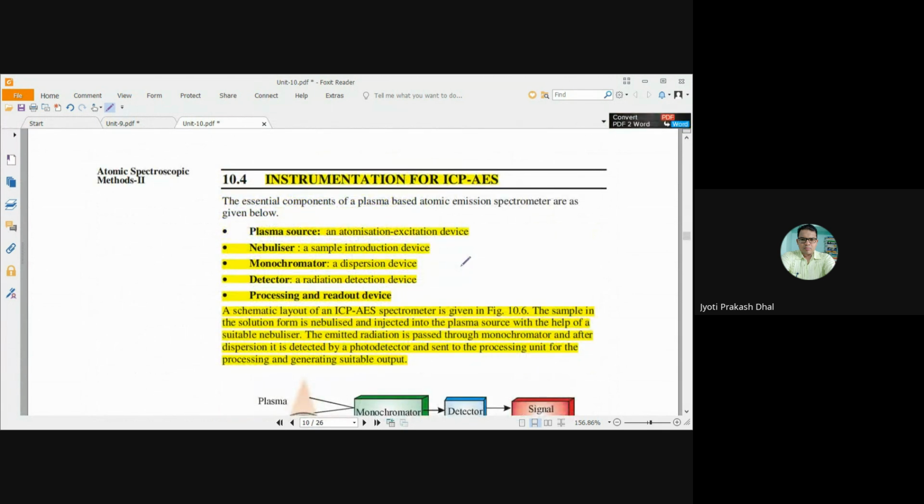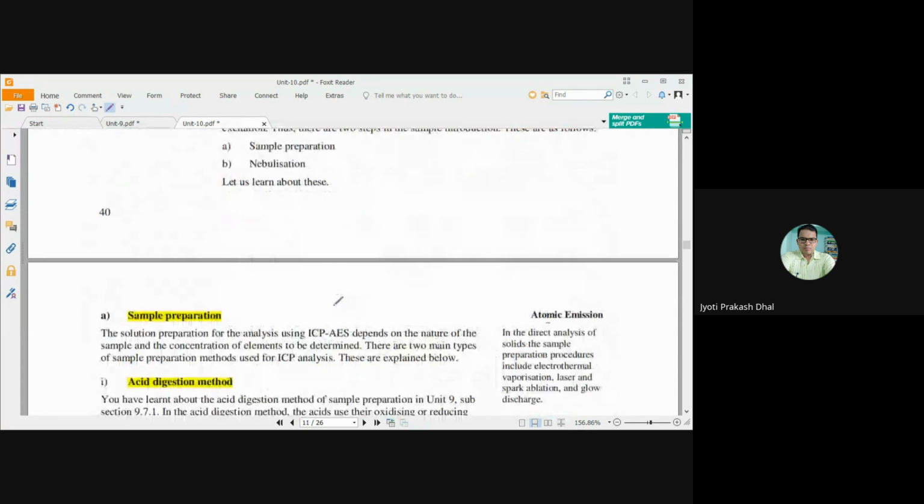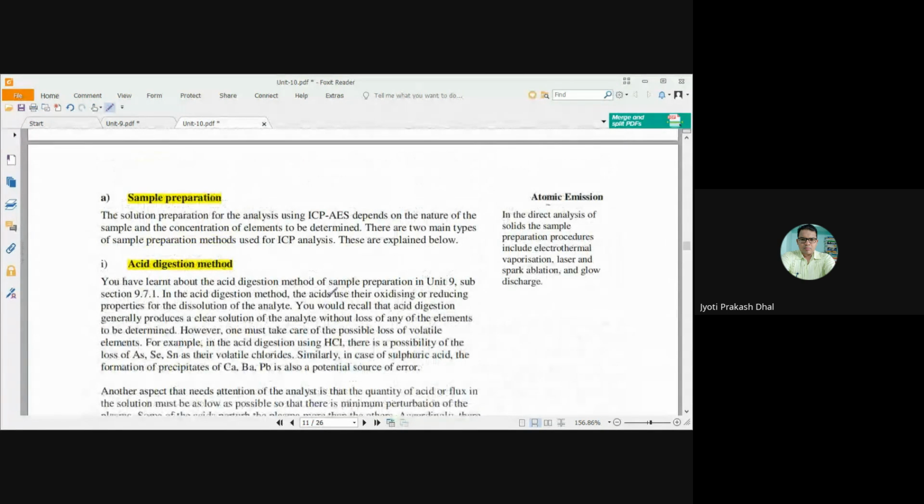For inductively coupled plasma atomic emission spectroscopy, that is ICP-AES, the main parts are: first, the plasma source, an atomization and excitation device; then the nebulizer, a sample introduction device; then the monochromator, a dispersion device; then the detector, a radiation detection device; and the processing and readout device. So these are the various parts.